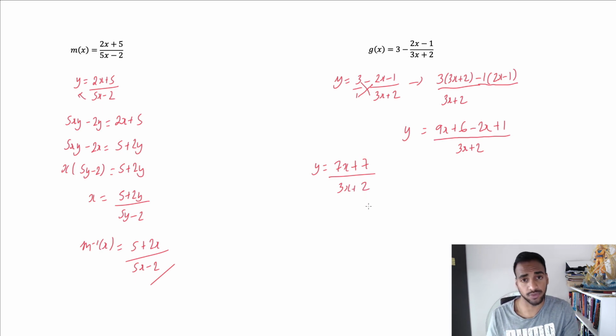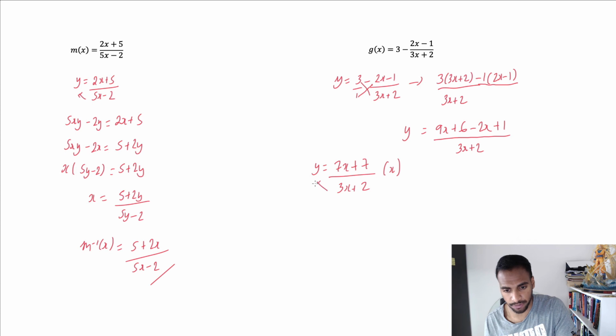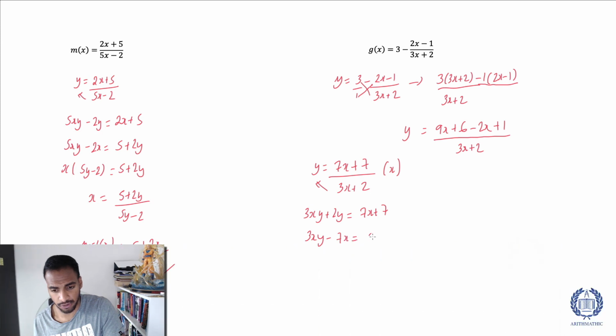So now what we're going to do is we're going to find the inverse function. So we're going to make x the subject. So we're going to cross multiply this. So that's going to give us 3xy plus 2y equals to 7x plus 7. Let's move all the x's to the left hand side. So that's 3xy minus 7x equals to 7. Move the 2y to the right, minus 2y.